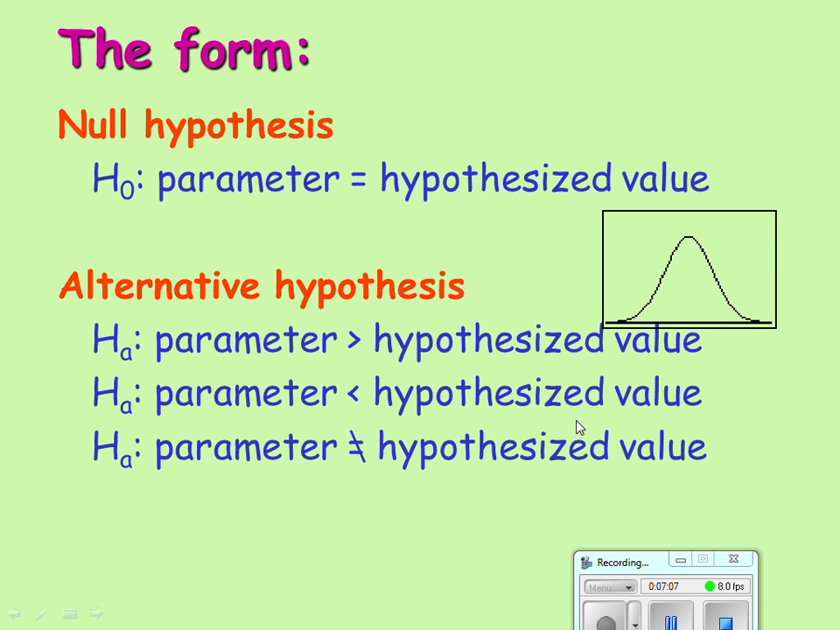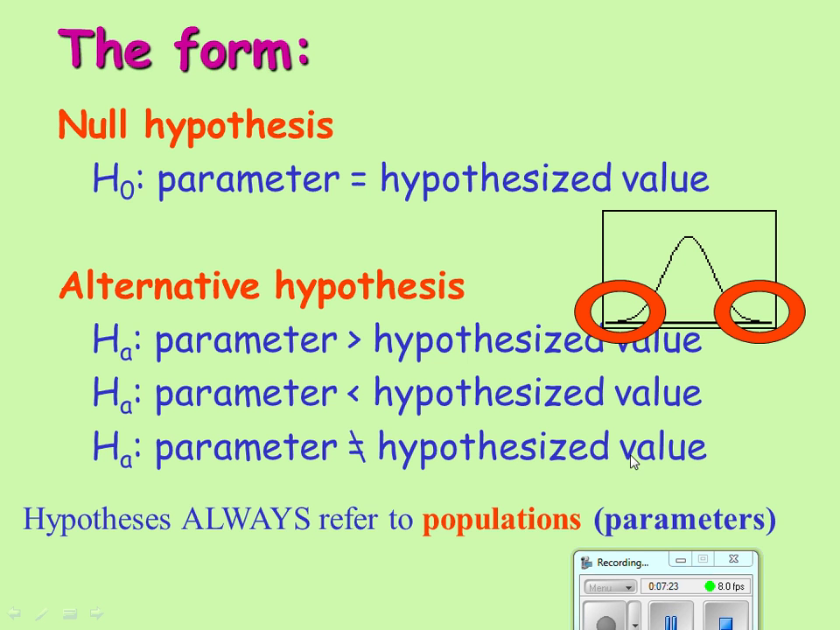And then you have not equal. Now, not equal, again, this is a little bit more difficult to prove, in my opinion, in that you have to show both. So again, make sure that you're always referring back to your populations, your parameters, when you're talking about your hypotheses.